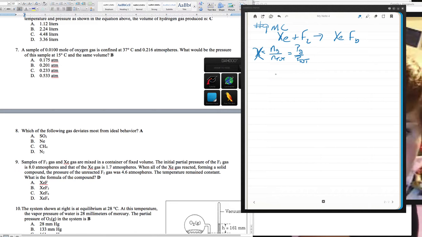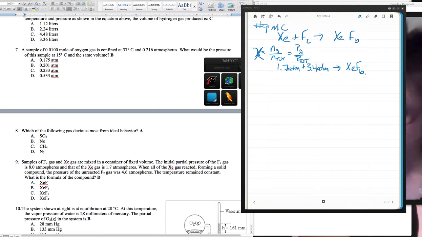So when you're looking at the pressures that are consumed, it is absolutely fine. If we treat it like that, we'd say, well, we start with 1.7 atmospheres. What I'm saying is they're interchangeable, and it would be easy for us to use them interchangeably with this problem. So 1.7 atmospheres plus the 3.4 atmospheres, which came from the F2, gives us that XeF, and then whatever we're trying to find is that subscript, however much is used.